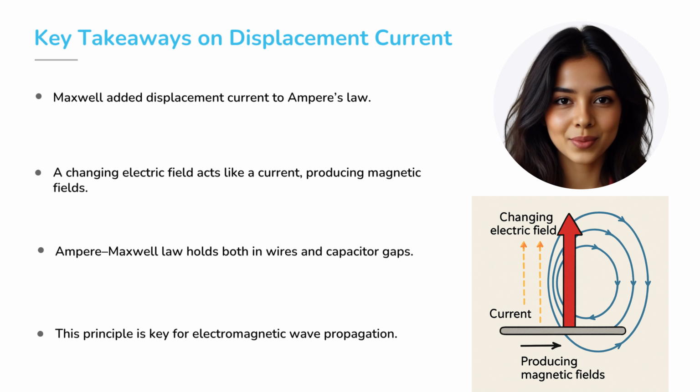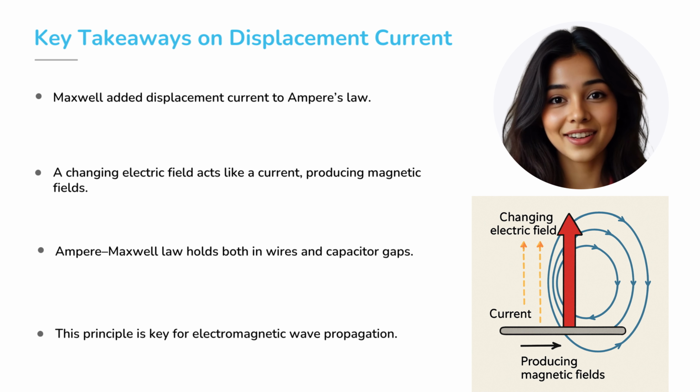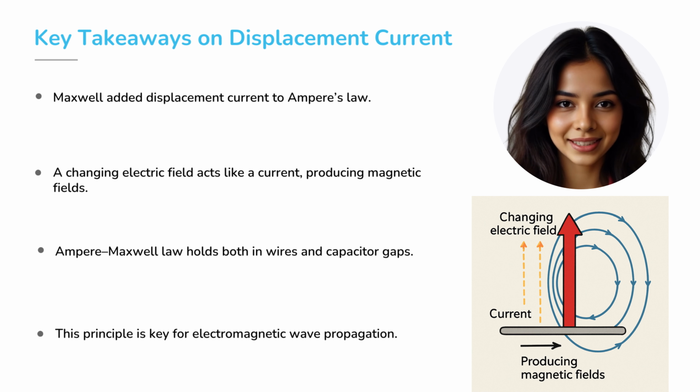So let's wrap up. Ampere's law alone wasn't enough. Maxwell added the missing piece, the displacement current. A changing electric field acts like a current and produces a magnetic field. The modified law, called the Ampere-Maxwell law, ensures it holds true everywhere, in wires and in capacitor gaps.